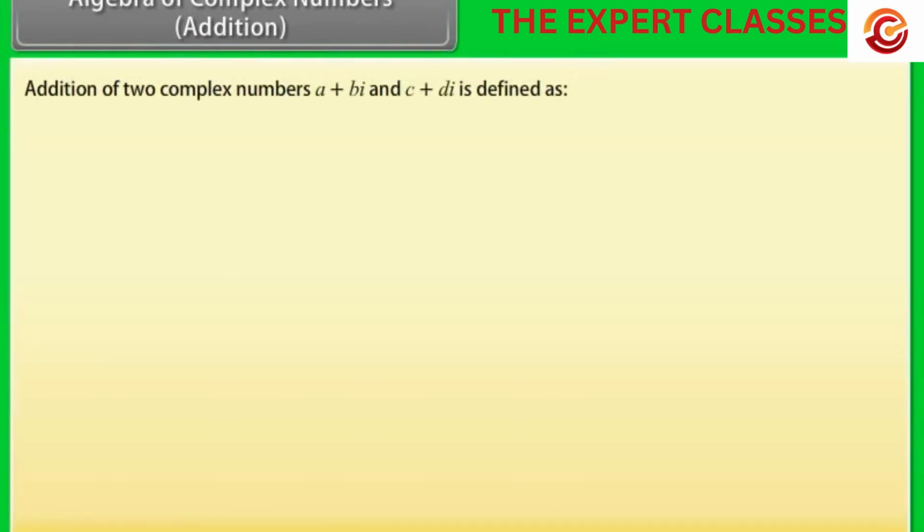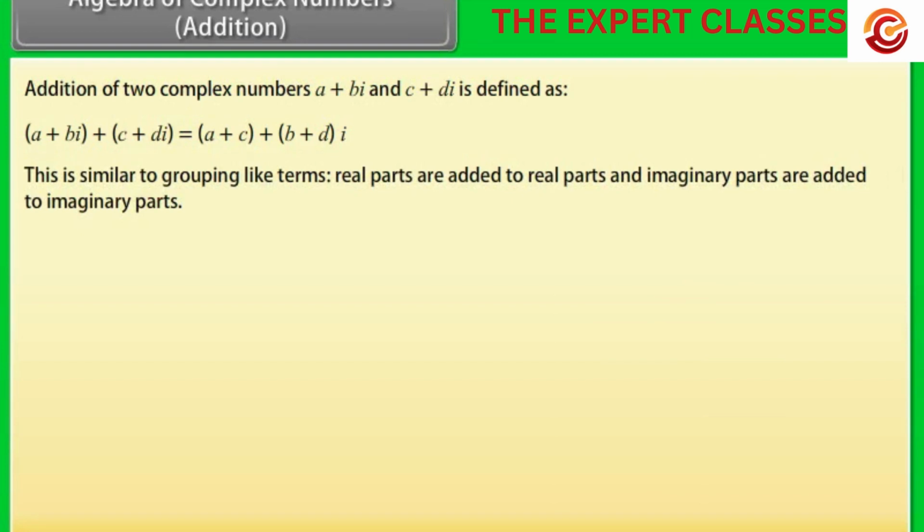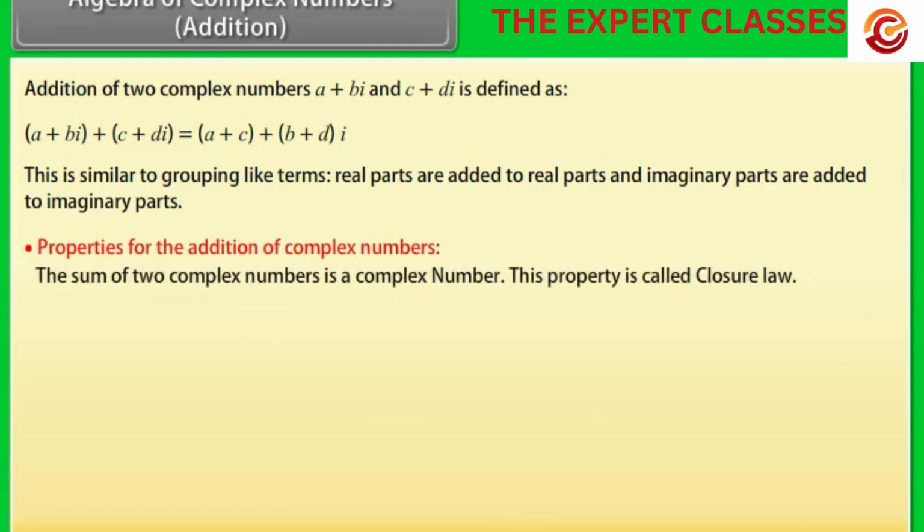Algebra of complex numbers. Addition. Addition of two complex numbers a plus b iota and c plus d iota is defined as a plus b iota plus c plus d iota is equal to a plus c plus b plus d iota. This is similar to grouping like terms. Real parts are added to real parts and imaginary parts are added to imaginary parts. Properties of the addition of complex numbers. The sum of two complex numbers is a complex number. This property is called closure law.